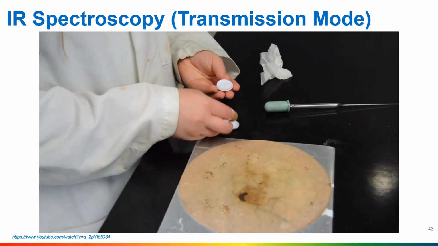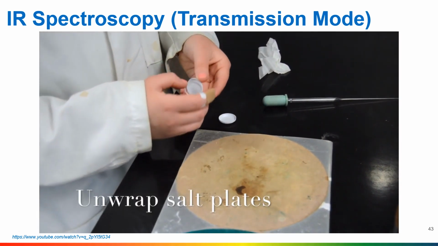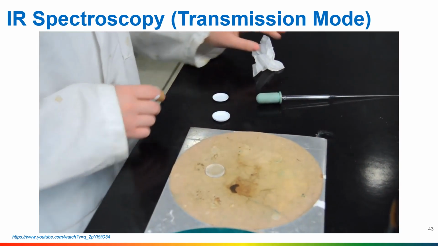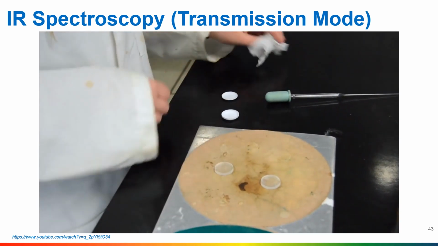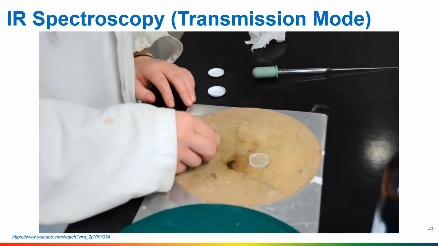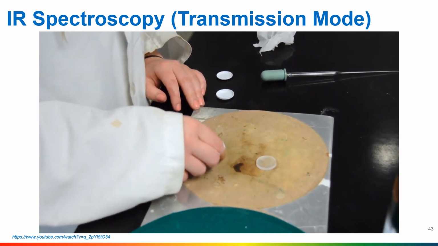Luckily, liquid sample prep is much easier. To prepare a liquid sample, take the salt plates from the desiccator. Then rub the salt plates on the surface to clean them.